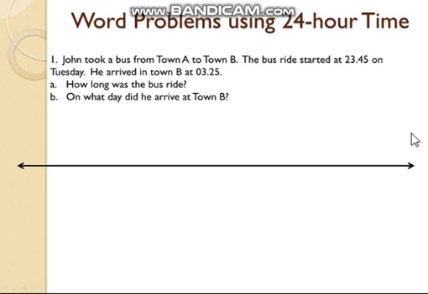Now we draw the timeline, and the thing that we know here is the starting time is 23:45. We just write it, we mark it, and then we also know the arrival time, 3:25. So we mark it over there, and the question is how long was the bus ride? After you finish this timeline with the starting time and the arrival time, what you need to do is write down all the hours between 23:45 and 03:25.